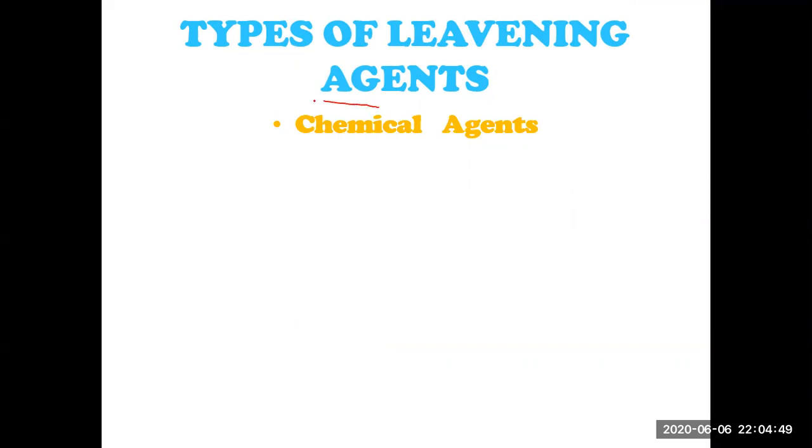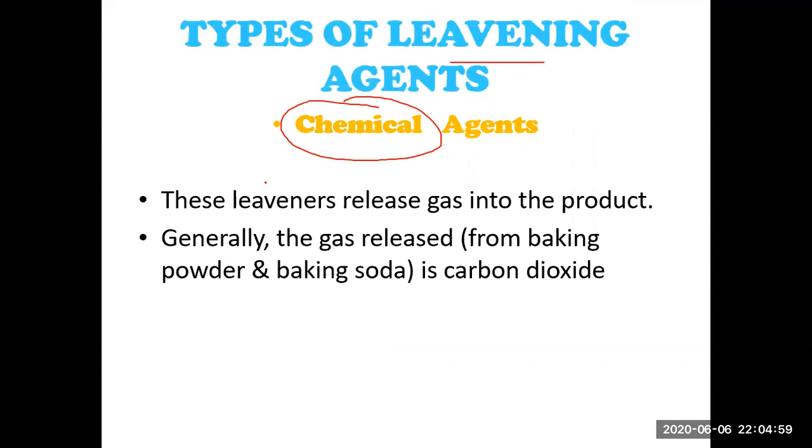So that is the word chemical. That means any kind of chemical will be there for producing that leavening. The main function of these leaveners is to release gas into the product, and that is mainly carbon dioxide. We get carbon dioxide from two kinds of agent: one is baking powder, another is baking soda. So first of all, we learn about baking soda.